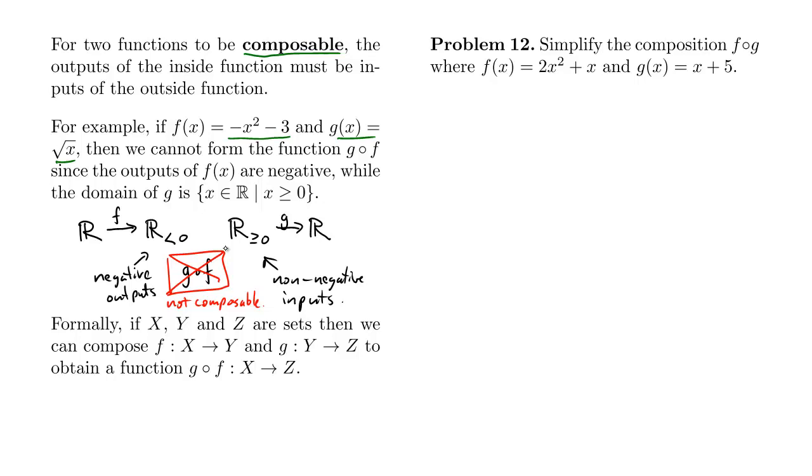Here's the formal condition we need to make a composition. If x, y, and z are sets, and f maps from domain x to range y, and g maps from domain y to range z, then we can form the composition of g composed with f because the range of f matches the domain of g. We know that all possible outputs of f are allowed inputs of g.